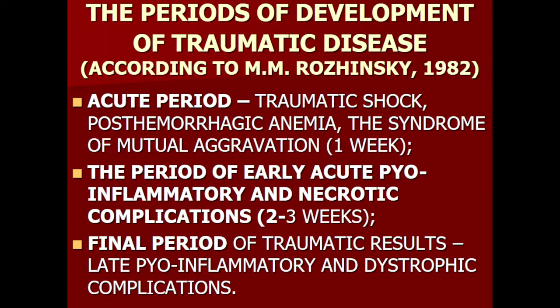You must have time for treatment of patients in its period. Next, the periods of development of traumatic disease, according to Roginsky, 1982. Acute period, it's traumatic shock, including post-hemorrhagic anemia and the syndrome of mutual aggravations. How long? 1 week.